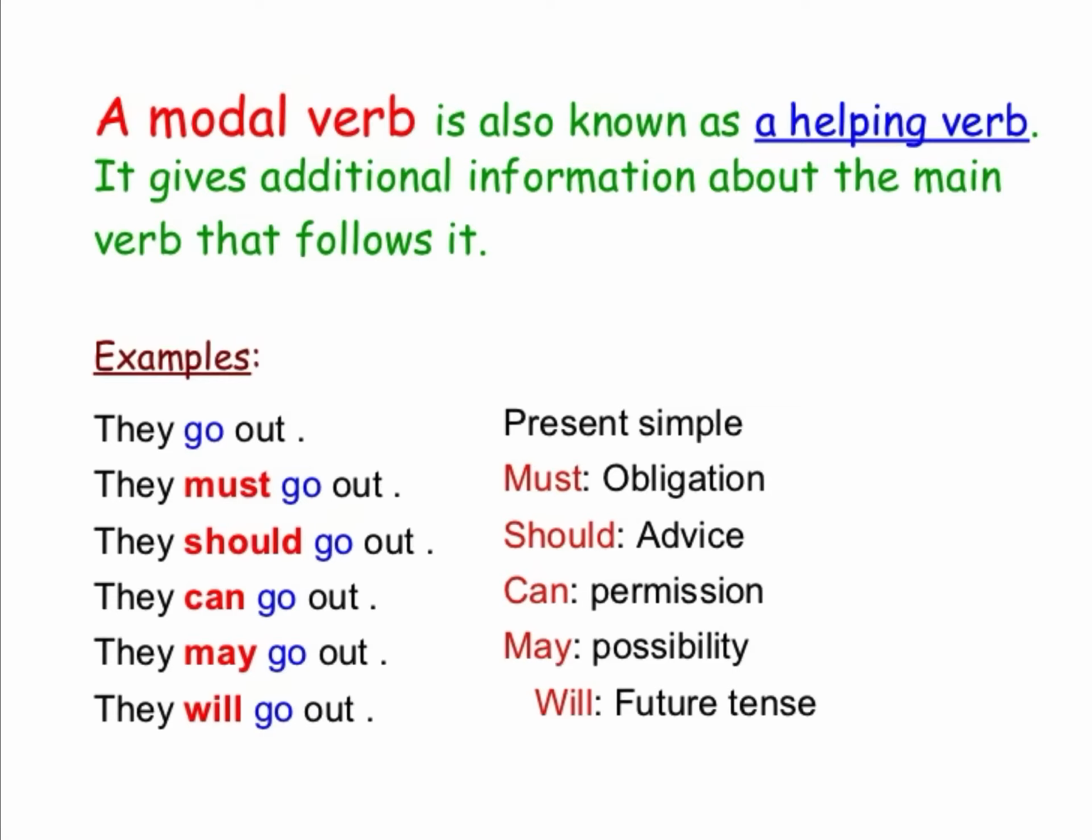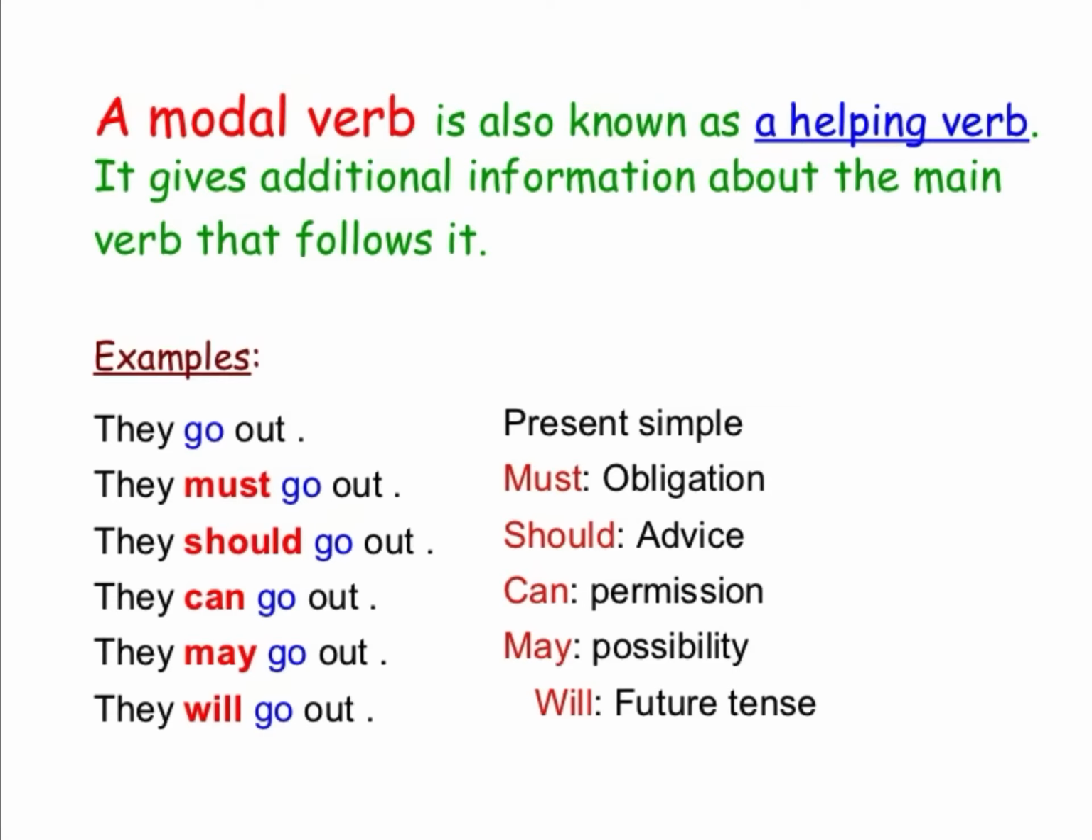A modal verb is also known as a helping verb. Okay, it gives additional information about the main verb that follows it. We have the examples. They go out. Okay, so just put it with different modal verbs and now the sense of the sentence changes. If I use it with must, that is an obligation. If I use it with should, an advice. Can, permission. May, possibility. Will, future tense.